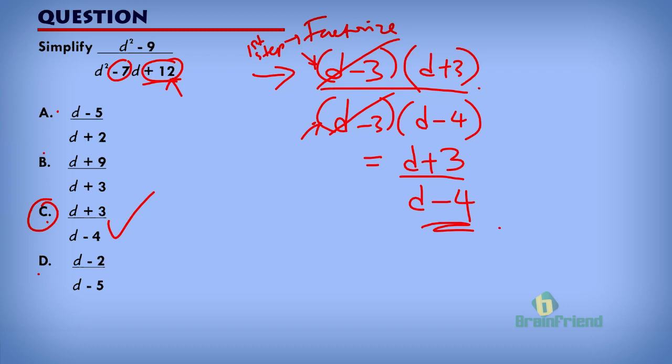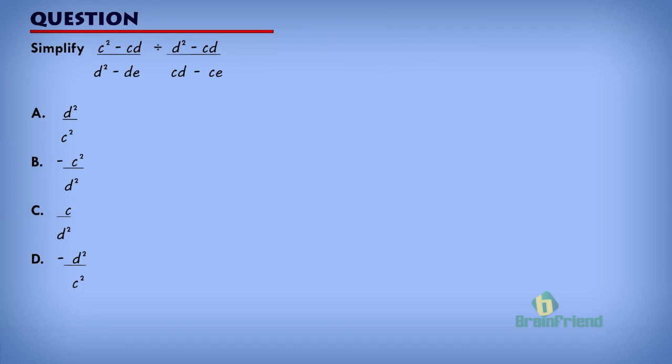Also, now let's take our second question. Simplify (c squared minus cd) all over (d squared minus de), divided by (d squared minus cd) all over (cd minus ce). Again, following the steps that we outlined, first, since we have a division sign, what do we do? We multiply the first expression by the reciprocal of the second expression. Reciprocal simply means the bottom becomes the top and the top becomes the bottom. So we take whatever is in the bottom up and whatever is in the top down.